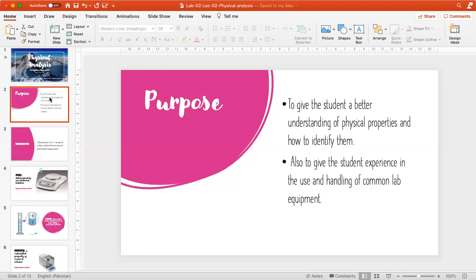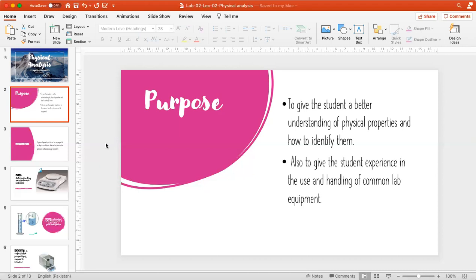The object is no longer the same, and it is converted into smoke and ashes. So the main purpose of this lecture for lab 2 is to give the student experience in the use and handling of common lab equipment. I have downloaded some pictures of the apparatuses which we commonly use in the laboratory for physical analysis.